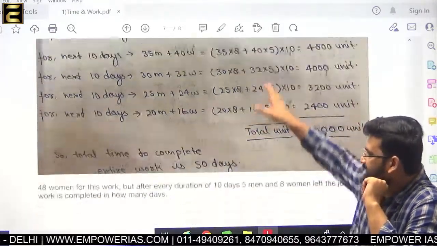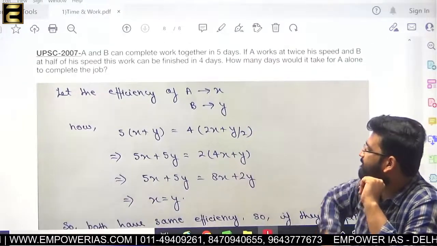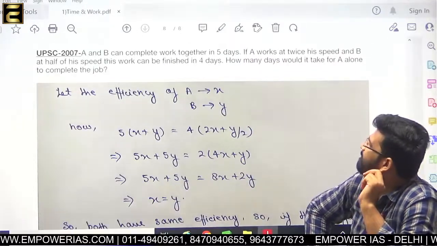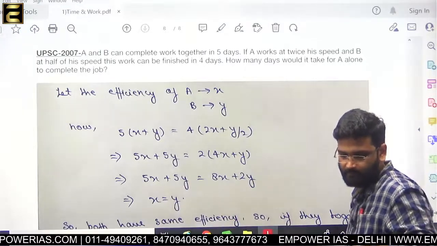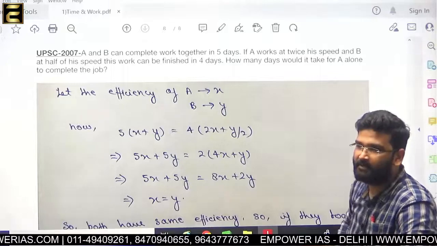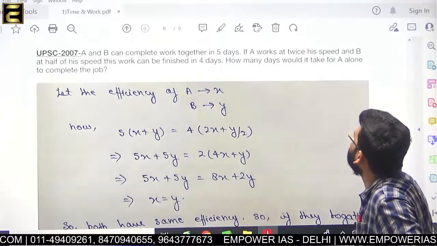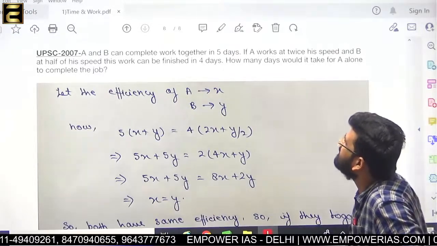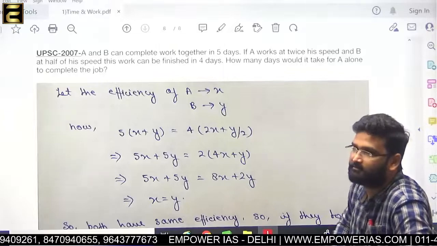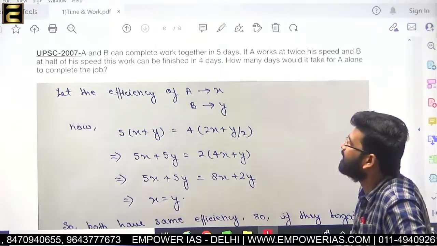Okay, moving to the next question. This question has been asked in 2007. A and B can complete the work together in 5 days. Okay, A and B together can complete the work in 5 days. If A work at twice his speed and B at half of his speed, this work can be finished in 4 days. Okay, how many days would it take for A alone to complete the job?